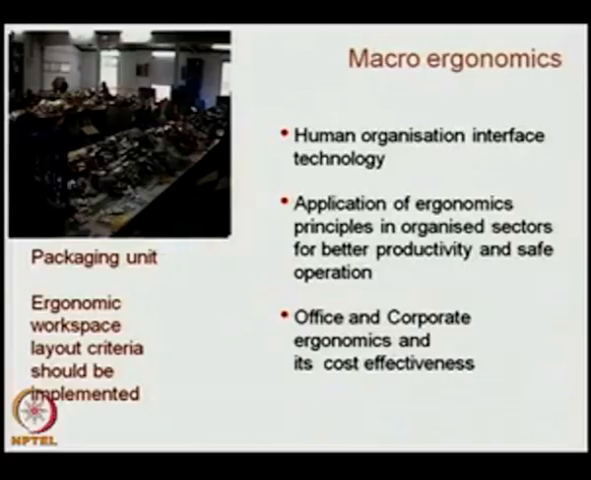Now, macro ergonomics. Macro ergonomics is the human organization interface technology. This is the fourth level of ergonomics. It is the application of ergonomics principles in organized sectors for better productivity and safe operation. Office and corporate ergonomics and its cost effectiveness come under this macro ergonomics area. In this packaging unit, the ergonomic workplace layout criteria should be implemented. Otherwise, a haphazard layout reduces the productivity, creates uneasiness and reduces the efficiency of people to work here.